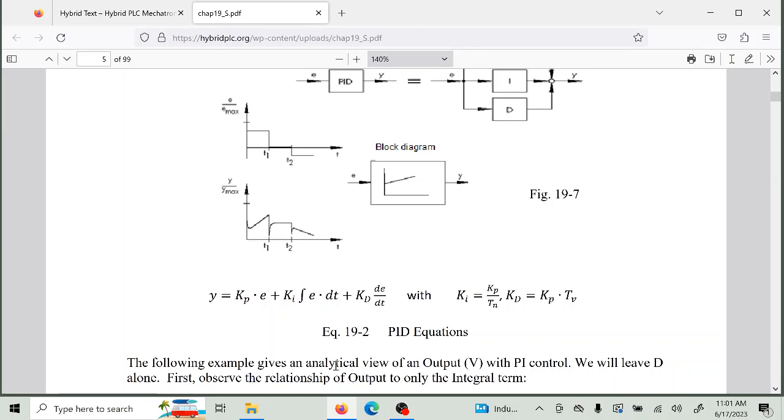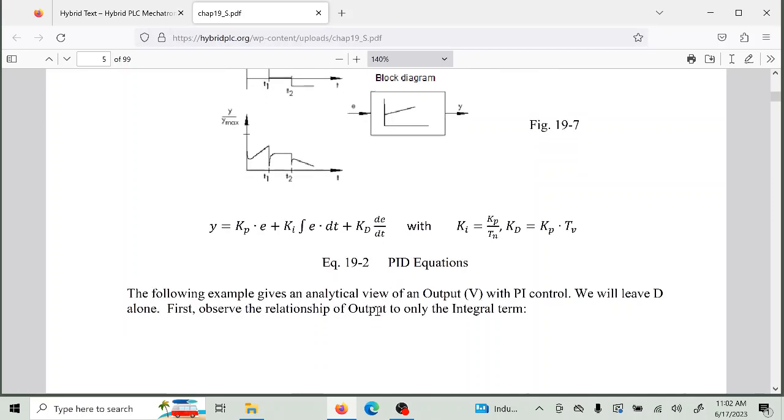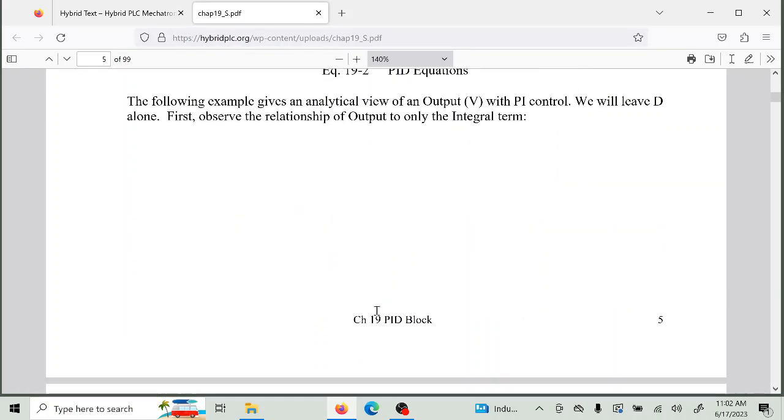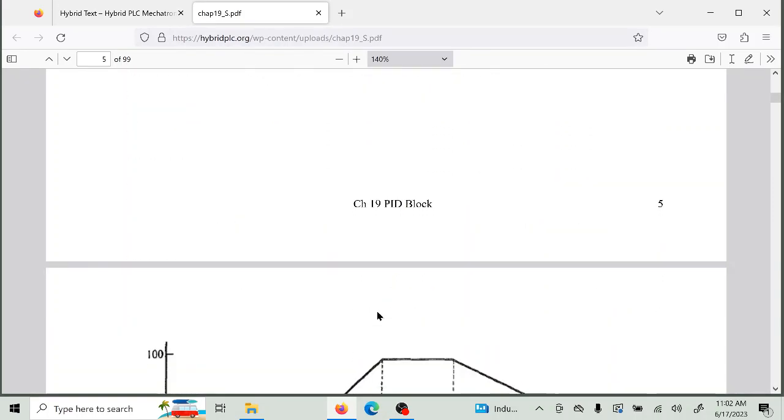This is an equation, and this is pretty much the standard block equation that you should know, because this is the KP term, the KI term, and the KD term. The KP term is a number times the error. The KI term is a number times the integral of the error, and the KD term is a number times the derivative of the error. We're going to go through an example in a little bit that shows you how this works.